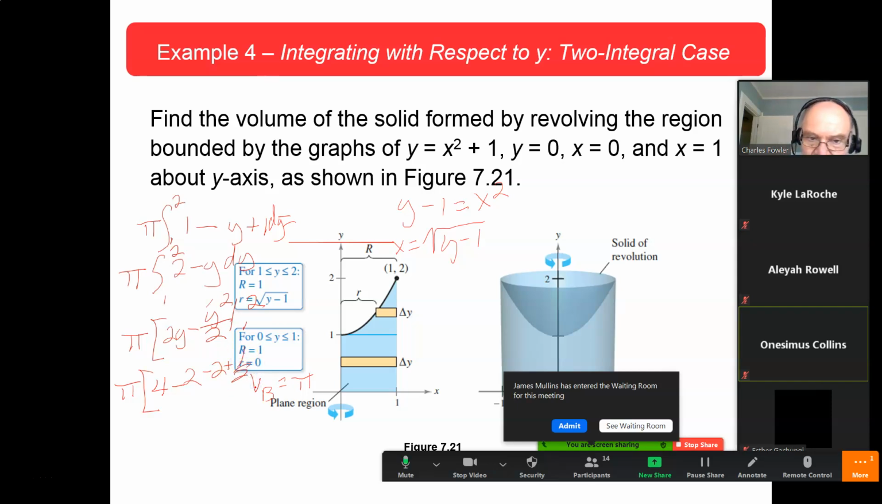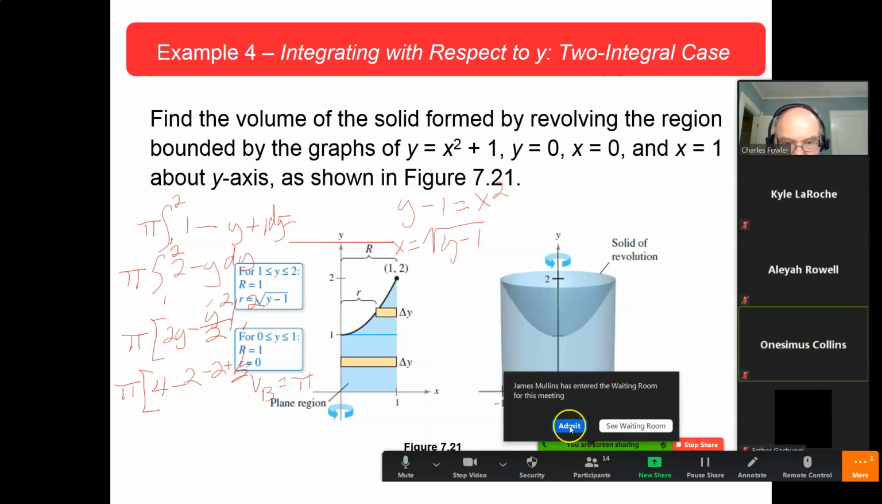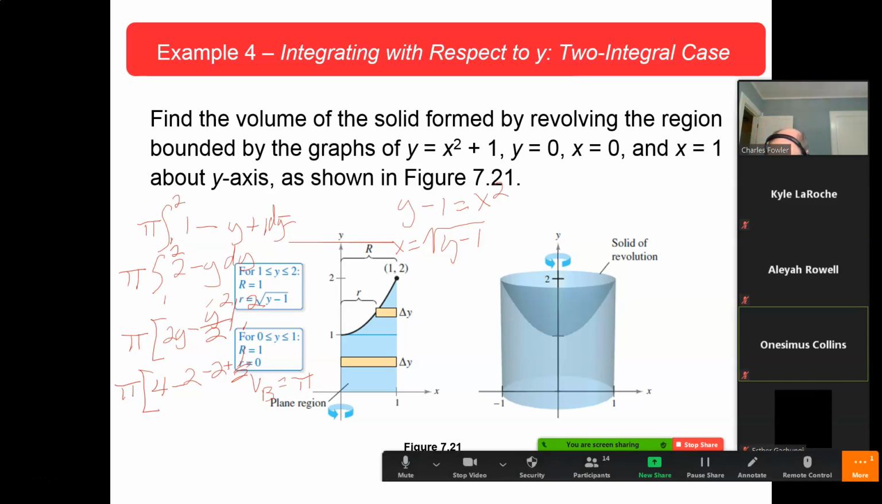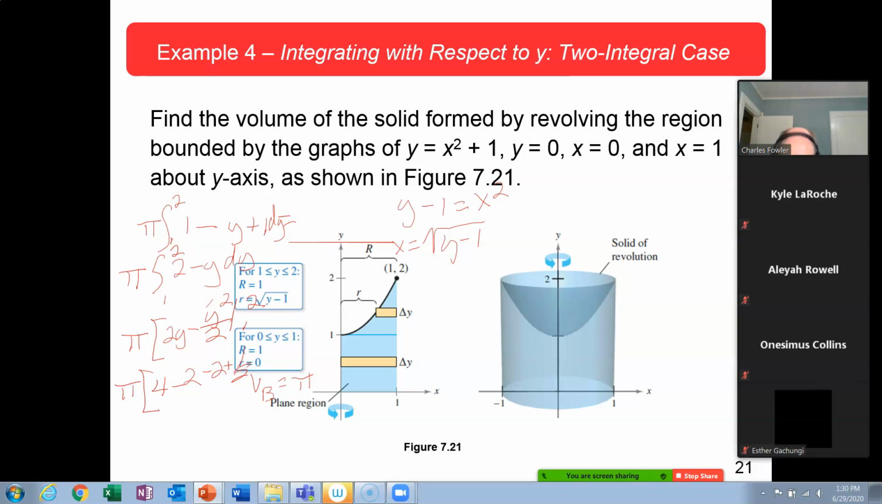And here's James. Good deal. Let me let him in first. I've got to get my things out of the way here. Oops, get out of the way there. All right, James is coming in. Okay, say that again. Okay.